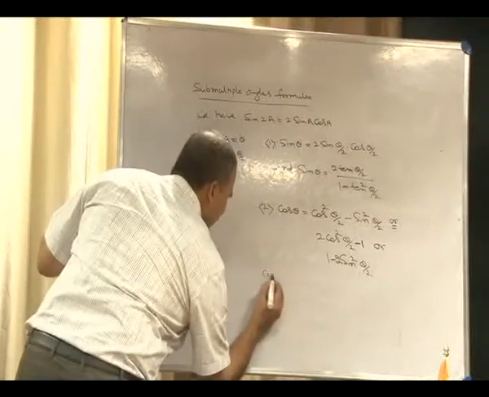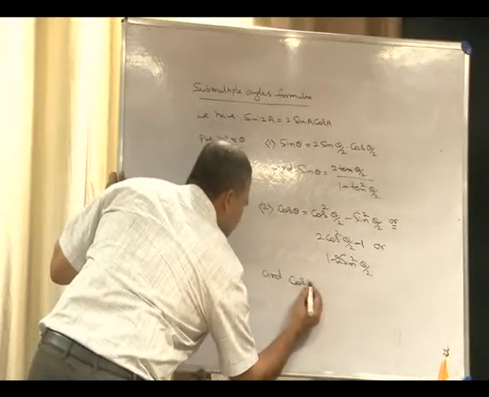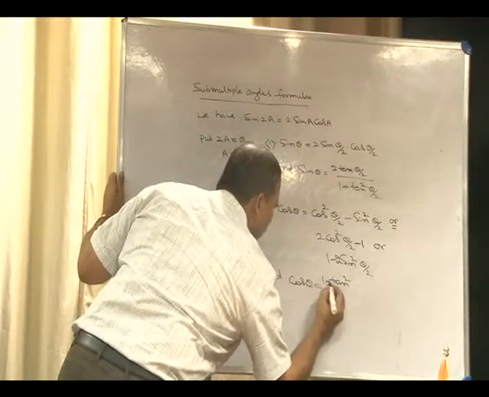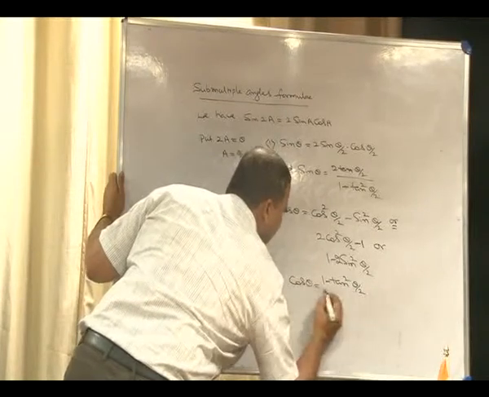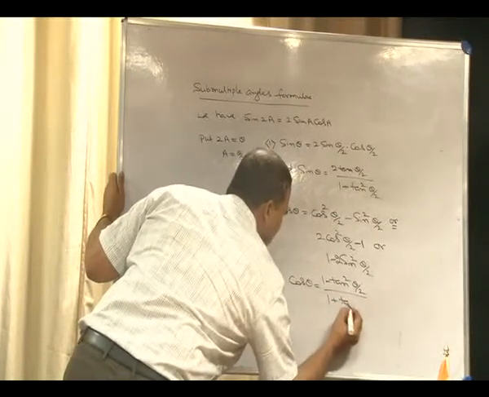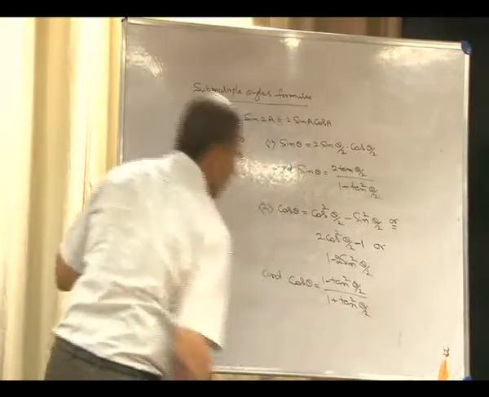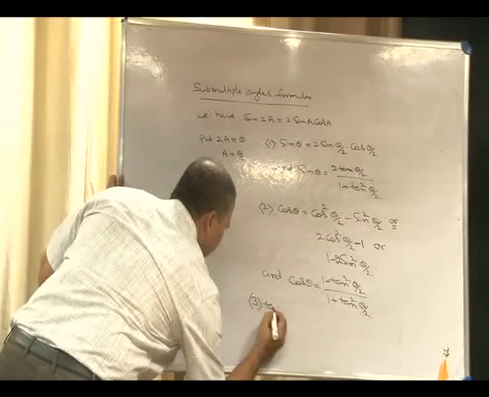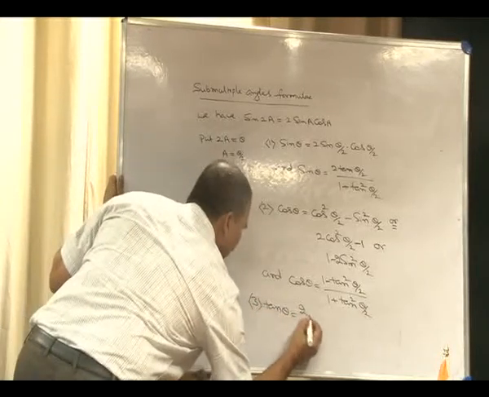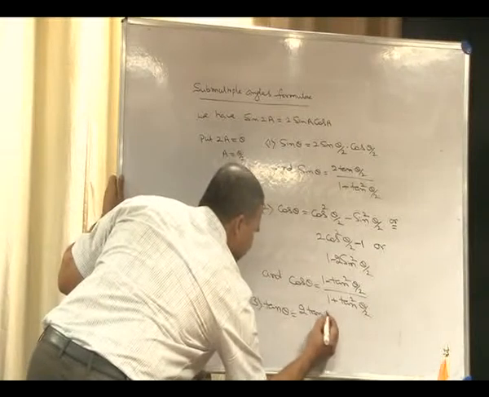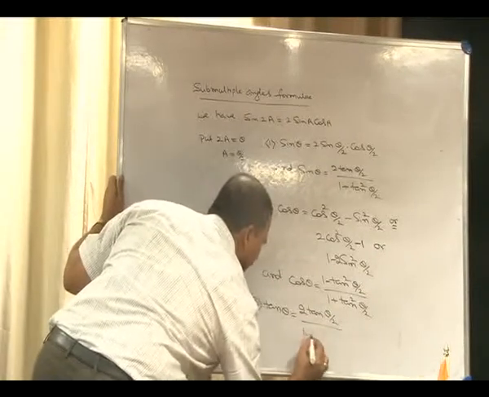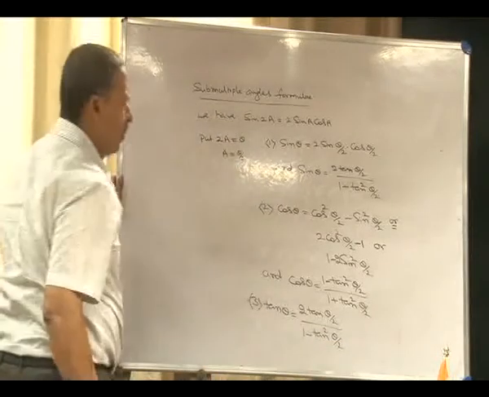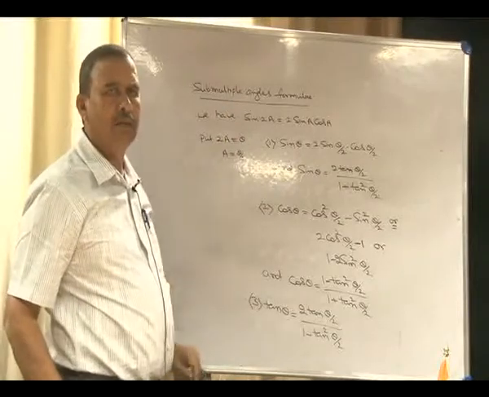In terms of tan, the formula for cos theta is 1 minus tan square theta by 2 by 1 plus tan square theta by 2. The third one is tan theta, that is equal to 2 tan theta by 2 by 1 minus tan square theta by 2. These are the submultiple angle formulas.